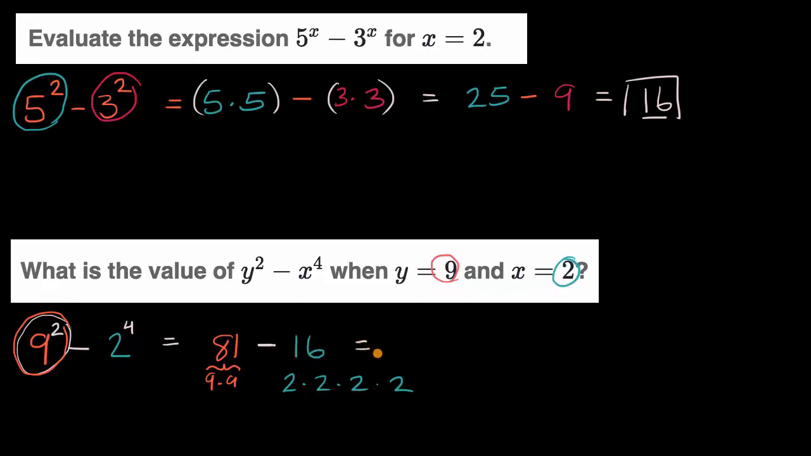Now, what is that going to be equal to? Let's see. 81 minus 6 is 75. And then minus another 10 is going to be 65. So there you have it. y squared minus x to the fourth, when y is equal to 9 and x equals 2, is equal to 65. And we're done.